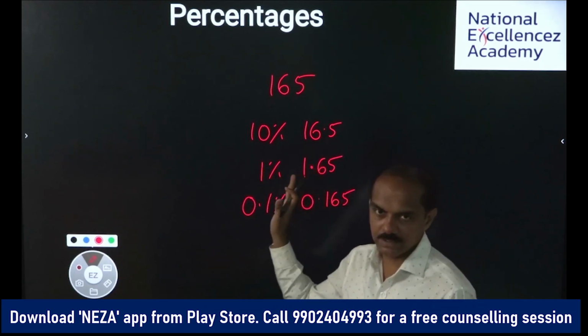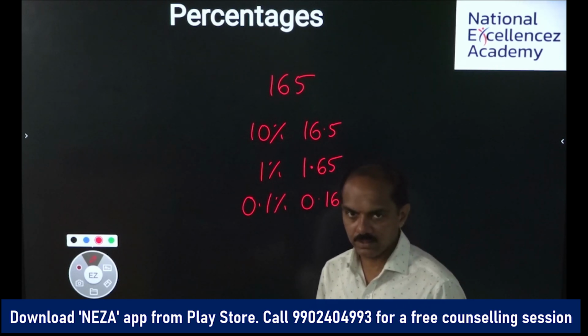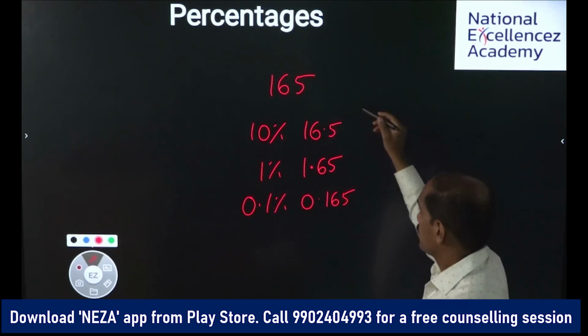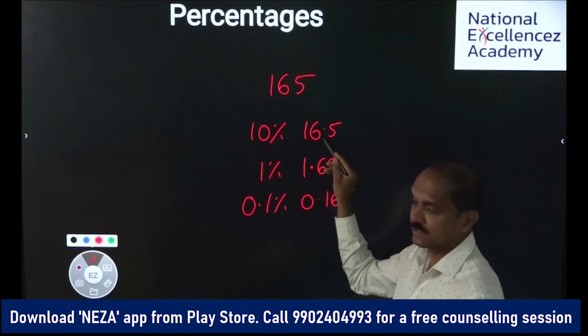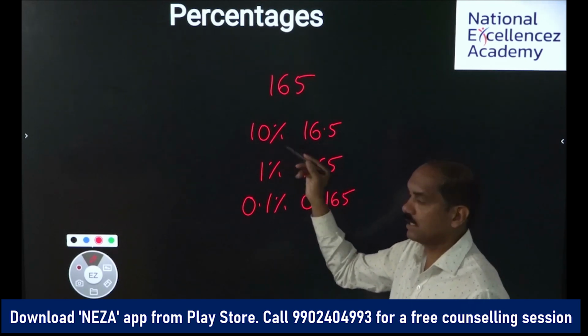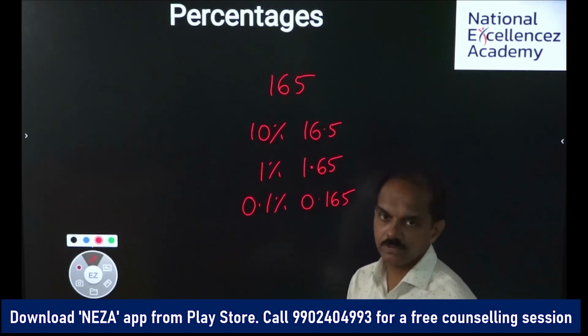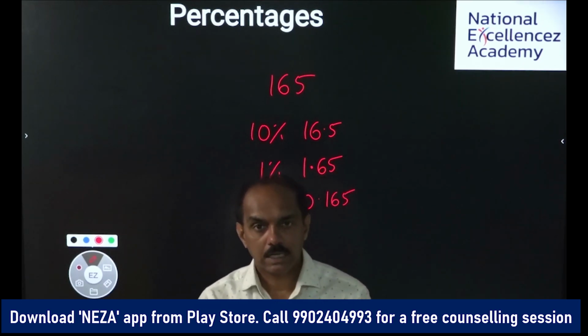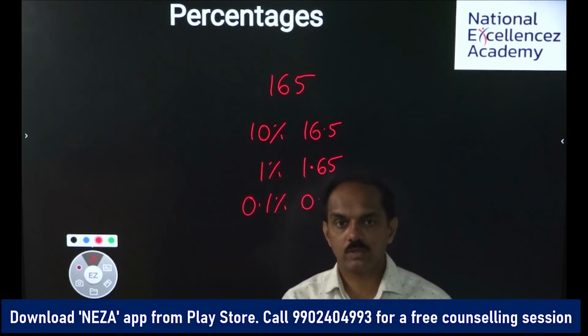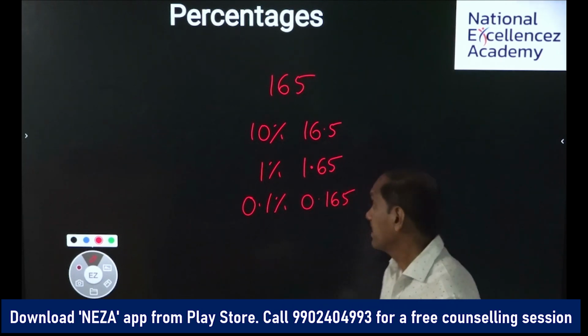0.1%. Okay. These are the basics, and using these things you can manage the rest. If he says 10%, 16.5. If he says 5%, make it half. We can easily make it half. Half of 16.5 is 8.25.